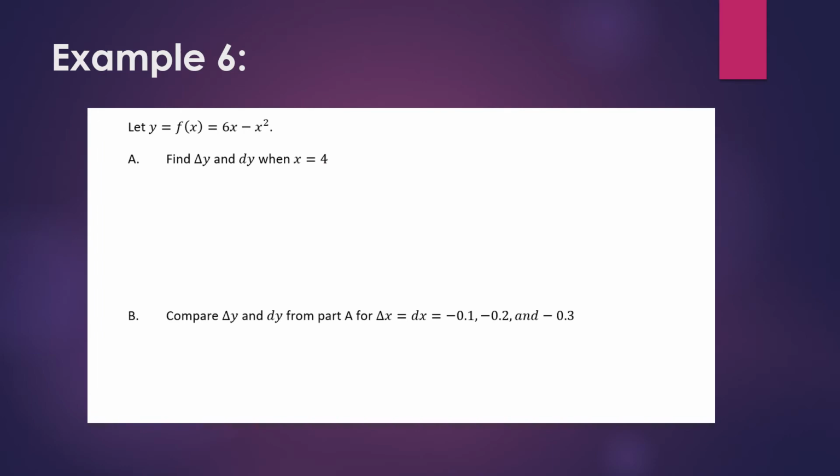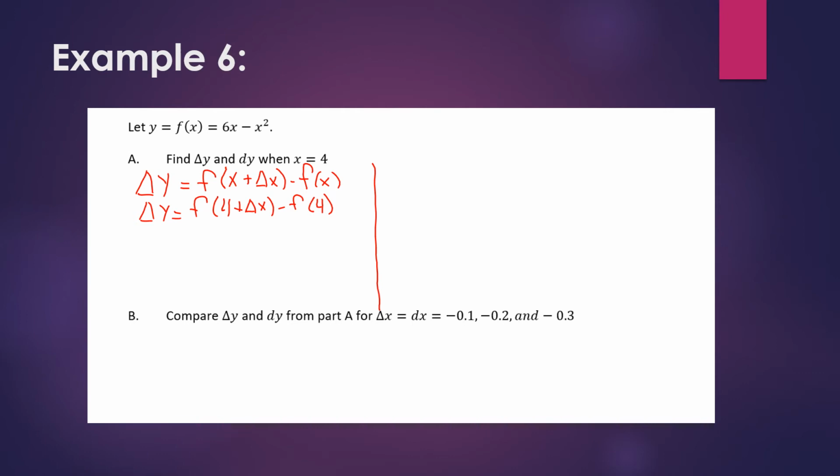Here we have another example where we're going to be comparing our delta y's and dy's. So they say find delta y and dy when x equals 4. So again, I'm going to split it in half. On the left-hand side, I'm going to do delta y. So delta y should be equal to f of x plus delta x minus f of x. And they tell me that x equals 4, so I can say that delta y equals f of 4 plus delta x minus f of 4.